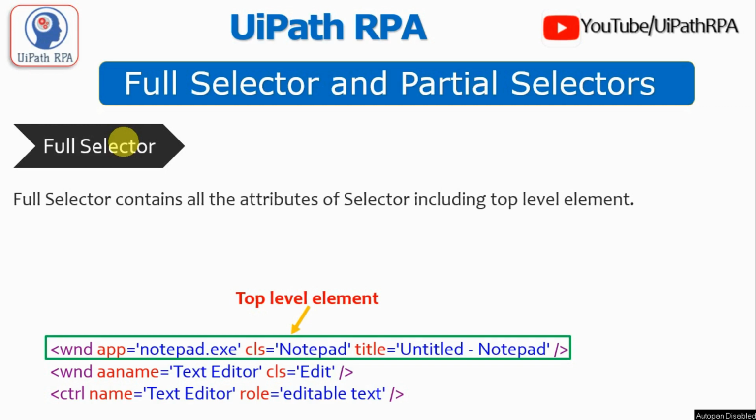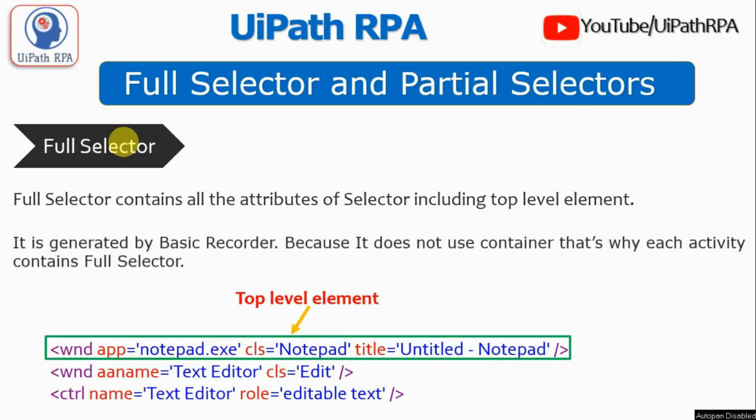So with the full selector, whenever we click on any element, we get the full selector including top level elements, right? Now, it is generated by the basic recorder. The full selector is generated by the basic recorder because it doesn't use a container, that's why each activity contains the full selector. I will show you how we get this full selector if we use the basic recorder.